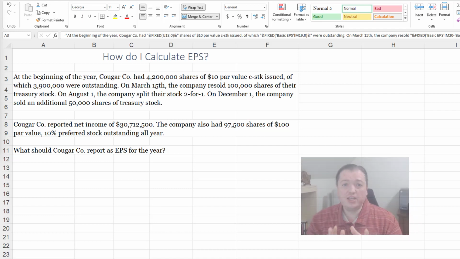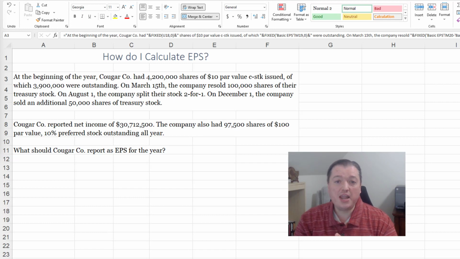Now, the key to calculating basic EPS is to break it into two key parts, the numerator and the denominator. Now, the numerator is the part of our profits that belong to our owners, our common shareholders. So we're going to take our net income as reported on the income statement and subtract any portion of that net income that belongs to somebody else.